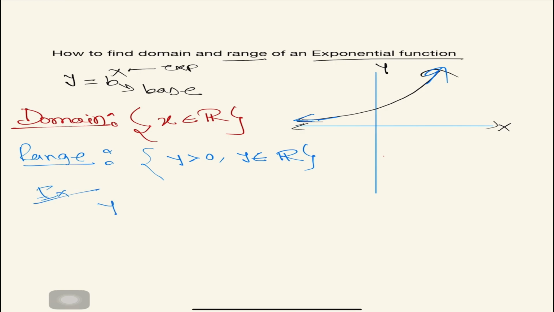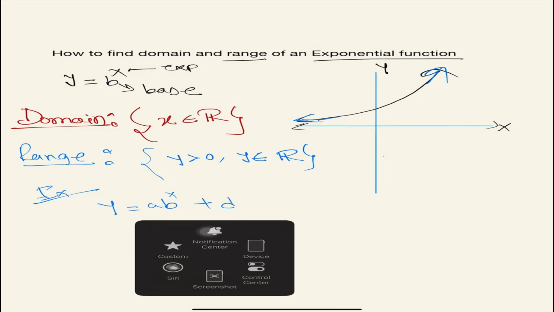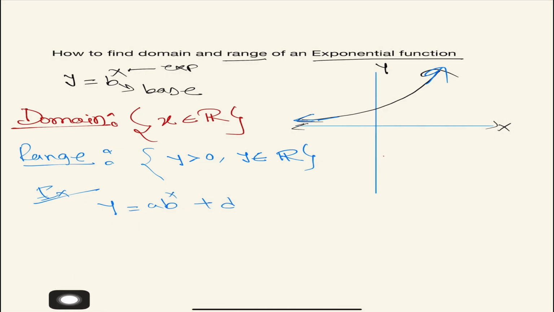Okay, so when you have an extension on your base function, so let's say you have y equals b power x plus d. In that situation, what are you going to do? The domain for this is still gonna be the same. This part is d, let's say d. Domain is still gonna be the same, since all the x values, you can put any x values.